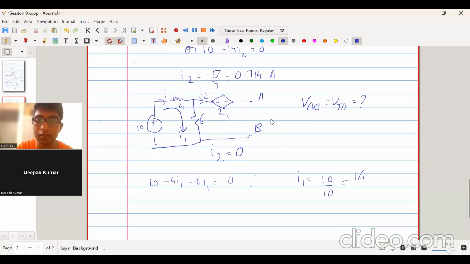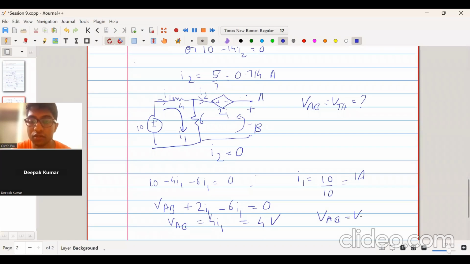Okay. Now this is positive, this is negative. So let us apply KVL like this. From negative to positive, we are going to positive. So VAB from negative to positive is plus. So it is plus 2 into I1, then minus 6 into I1 is equal to 0. So we get VAB equal to 4 into I1. And since I1 is 1 ampere, VAB becomes equal to 4 volt. So VAB is then the Thevenin voltage. Alright. Yes, sir. This is one of the things you have to do.